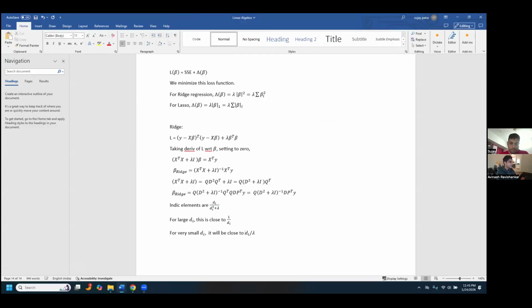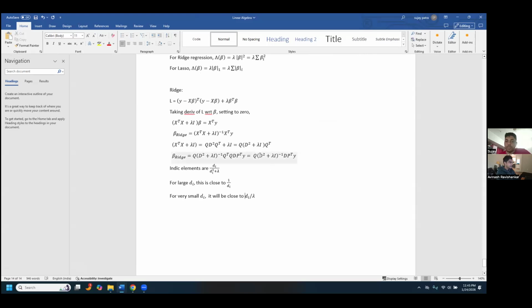Can you define di again? Di is the singular value. D is the diagonal matrix of singular values, right? And we discussed what happens if some singular values are small and some are large. So now we are showing that for large singular values, this is 1 over di, and the lambda doesn't have any effect. So the large singular values are not affected by the lambda parameter, which is a good thing. We don't want the large singular values to change. The problem was the small singular values. So the small singular values are adjusted by something like this. Instead of 1 over di, we are getting di over lambda.